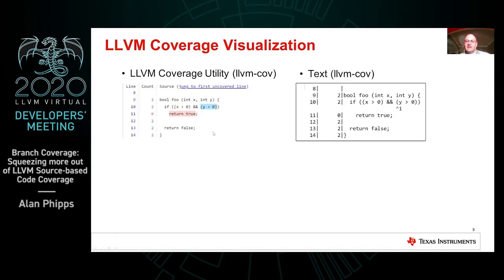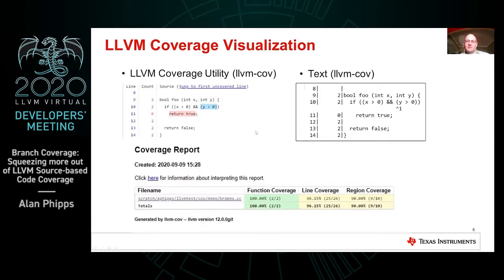The text format looks very similar to the HTML format, except that the region counts for the second condition are shown using this tick mark. This would tell us that the y greater than 0 condition was executed one time, according to this tick mark. Finally, LLVM Cov can give you a summary coverage report, which will tell you all of the various criteria of code coverage: function coverage, line coverage, and region coverage, and how well your code is covered according to those criteria.